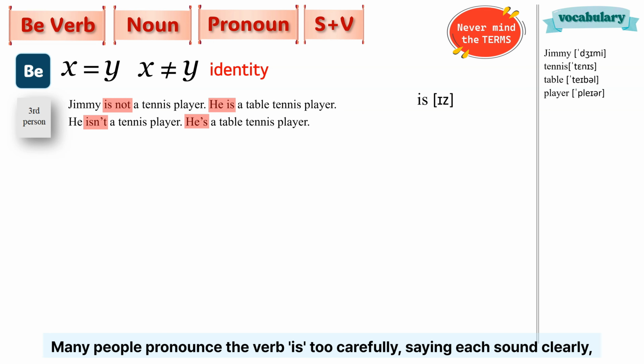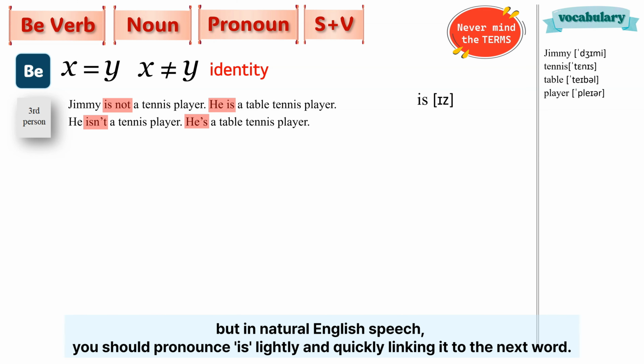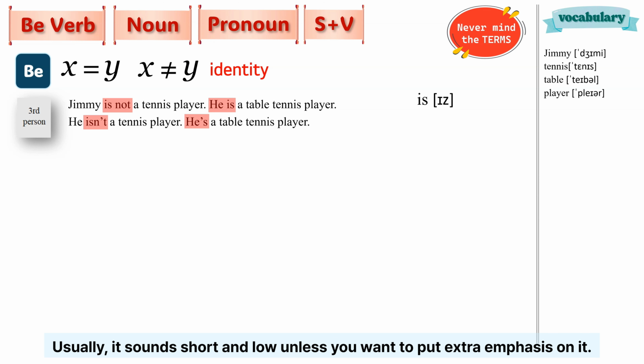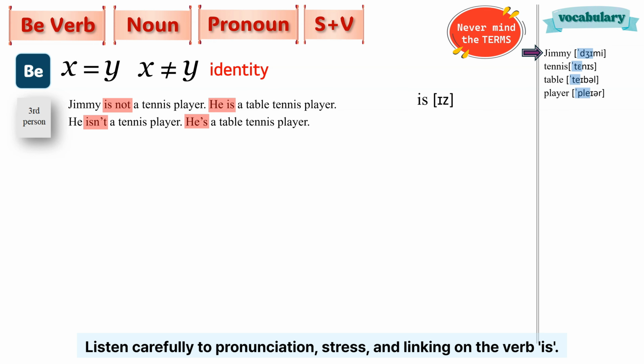Many people pronounce the verb is too carefully, saying each sound clearly, but in natural English speech, you should pronounce is lightly and quickly, linking it to the next word. Usually it sounds short and low unless you want to put extra emphasis on it. Listen carefully to pronunciation, stress, and linking on the verb is.